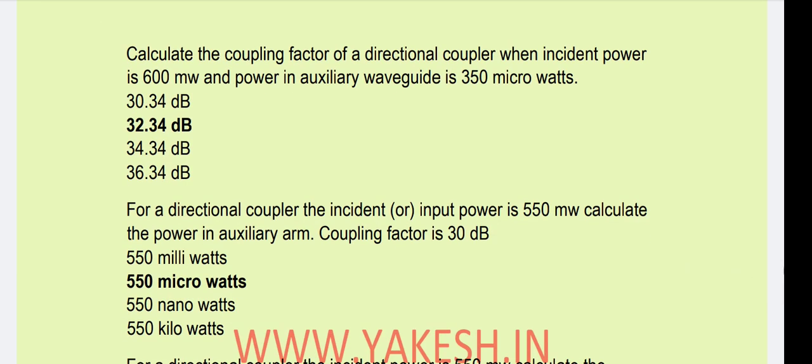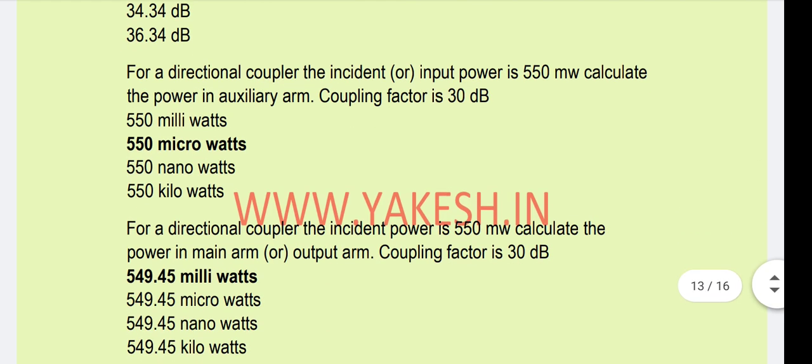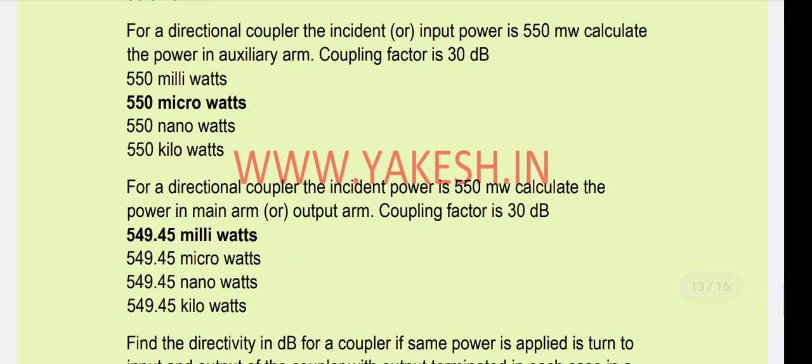Calculate the coupling factor of directional coupler. Power is 600 mW. Power in auxiliary waveguide 350 microwatts. Option B is the correct answer, 32.34 decibel. For a directional coupler, incident power 550 mW. Calculate the power in auxiliary arm. Coupling factor is 30 decibel. Option B is the correct answer, 550 microwatts.